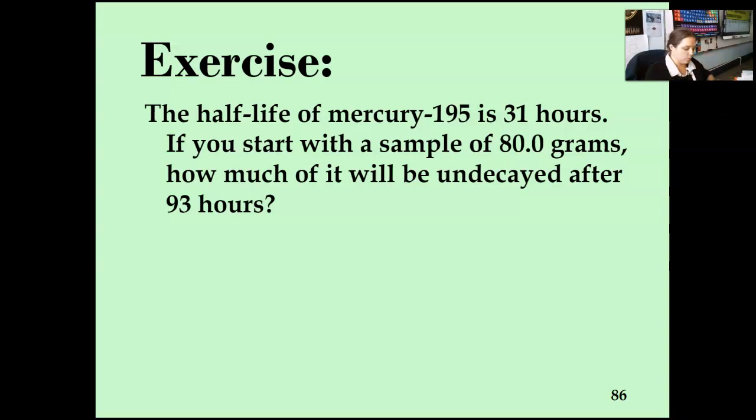What I'm going to do is 93 divided by 31. And I'm going to use my calculator because I can't do it off the top of my head. I get 3. So I'm going to have 3 half-lives. 1, 2, 3. I'm going to start with 80.